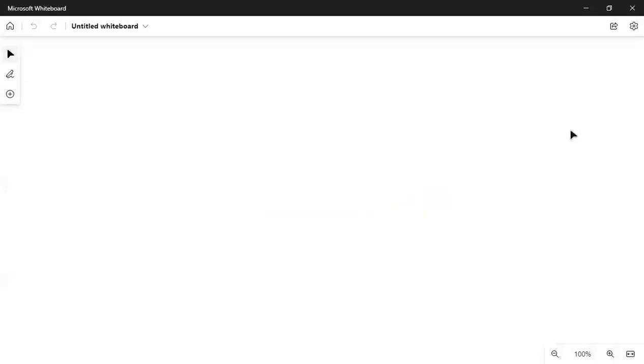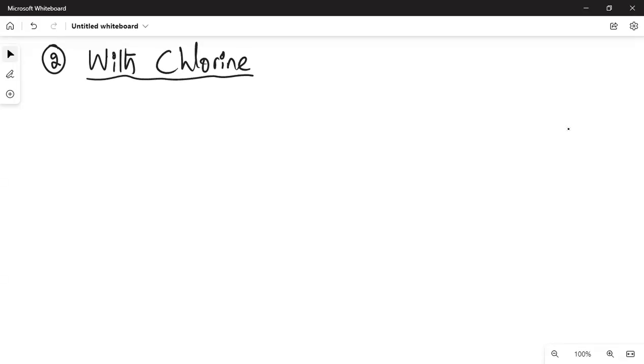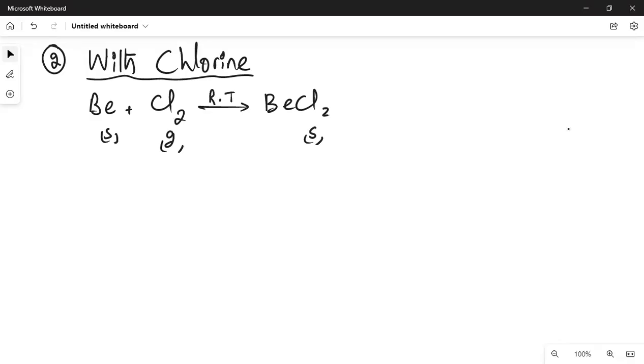Alright, now the second reaction of group 2 is the reaction with chlorine. This one is quite easy, there are no observations as such. So when group 2 metals are reacted with chlorine, we simply get chlorides formed as a result. So we'll write the equation for all of them. Beryllium reacts with chlorine to make beryllium chloride. The metal will be solid, chlorine gas, beryllium chloride solid. All these reactions happen at room temperature. So again, if I'm not writing any heat on the arrow or flame, it means that this reaction could happen at room temperature. And this is already a balanced equation.